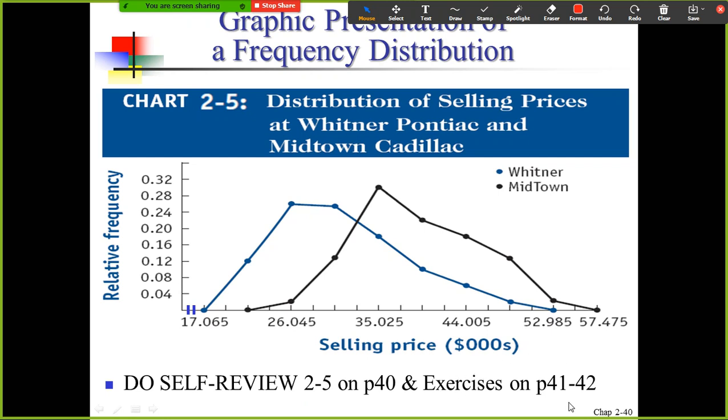What you need to submit is the homework here, page 41, 42, even numbers. Okay, so for this graph, what you need to do is write one paragraph to conclude about this graph, and do the self review and answer the exercise as homework. Okay, and again the deadline is next Tuesday, and only even numbers.